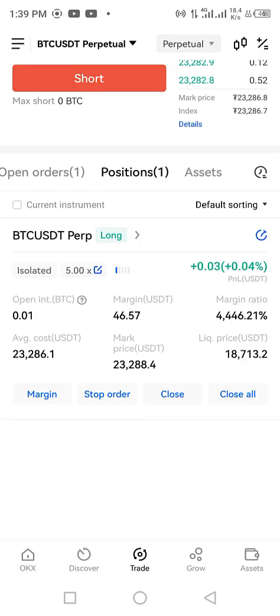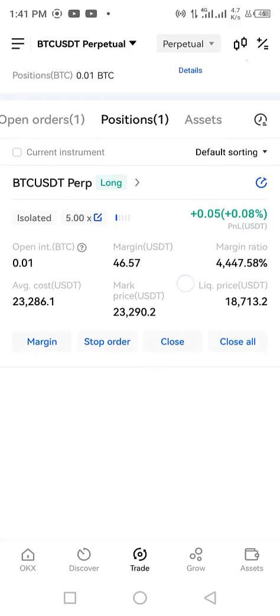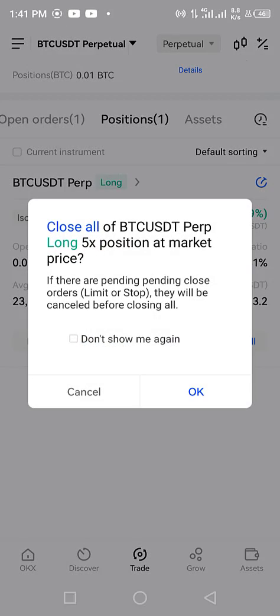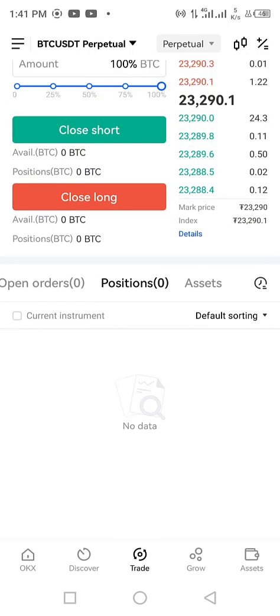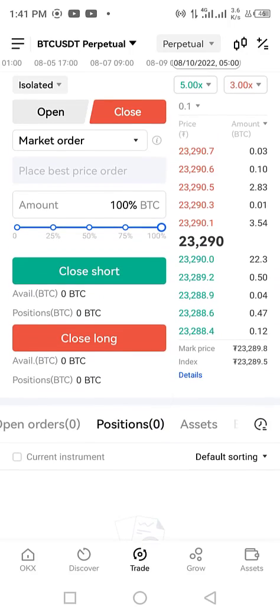If I want to close this position right now, I will just come right here. Either I use this close tab or I use this close all. If I use close all right here and I click on OK, then my position will be closed. Remember, if you're using the close all tab, that means all the positions you have on the position tab right here will be closed, otherwise you have to use the close tab.